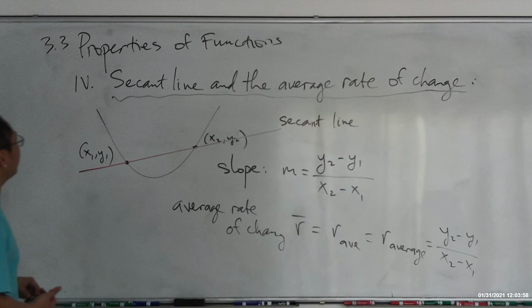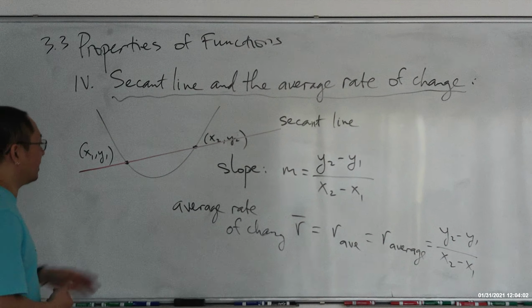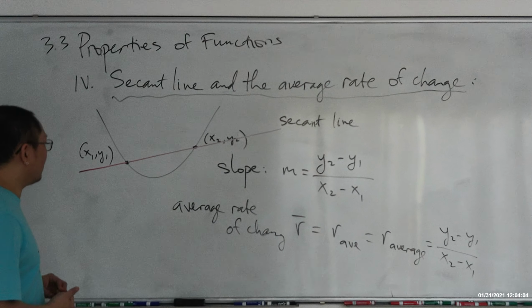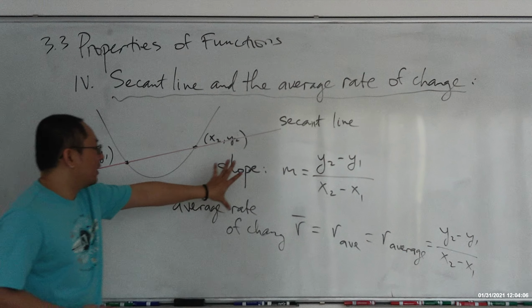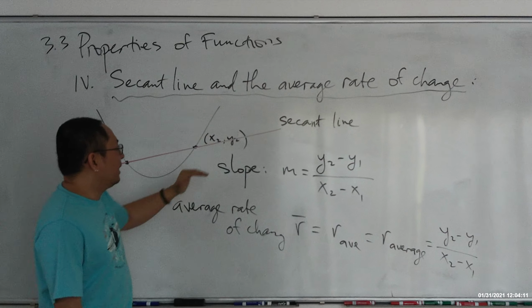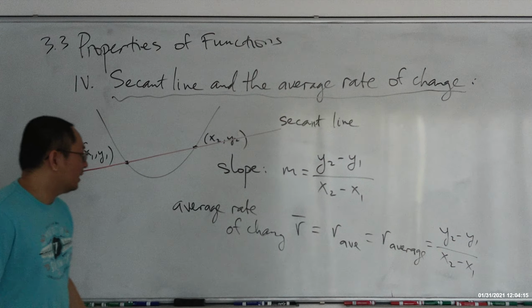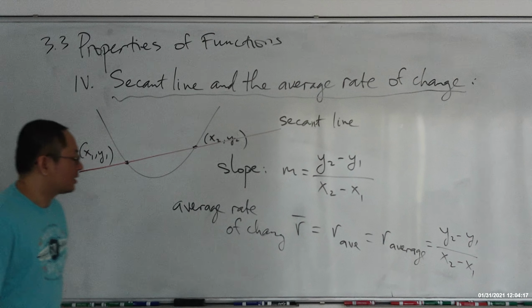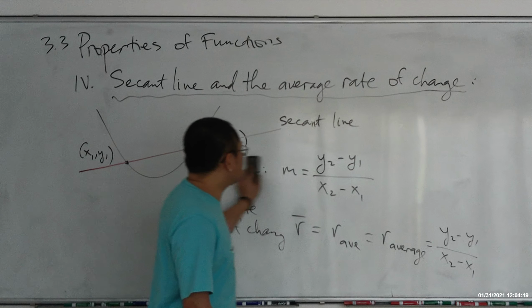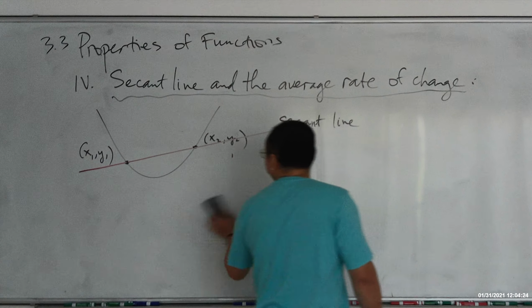That is about the last topic. Let me give you a couple more examples and you guys can see the use of it. But this is all the idea. The secant line is a line that goes through 2 points on the graph, and the average rate of change is no more than the slope of the secant line. So what is that all about? Why do they call it that way?